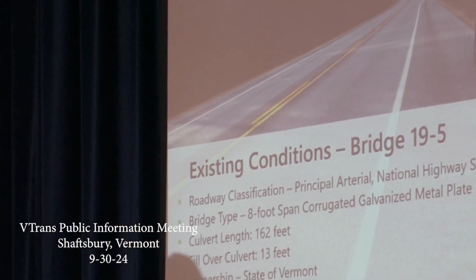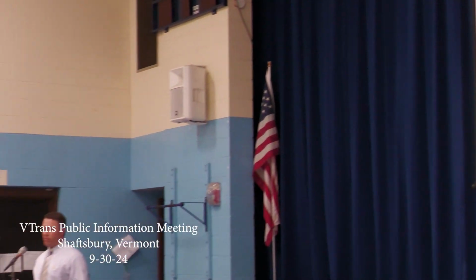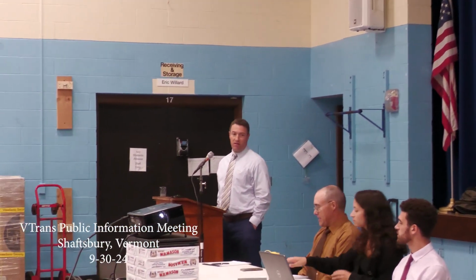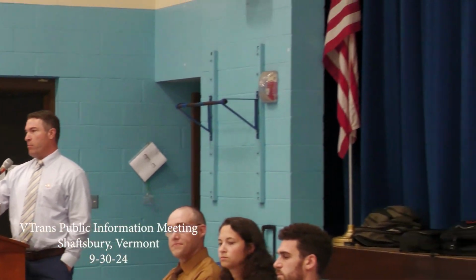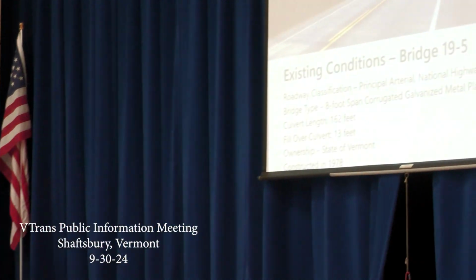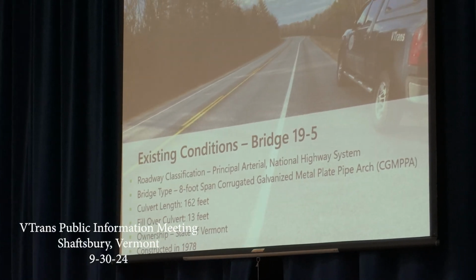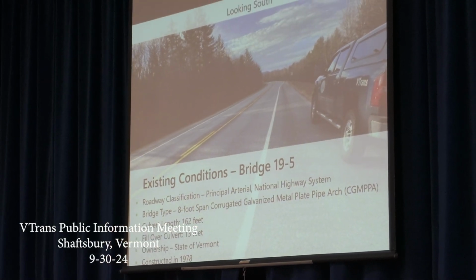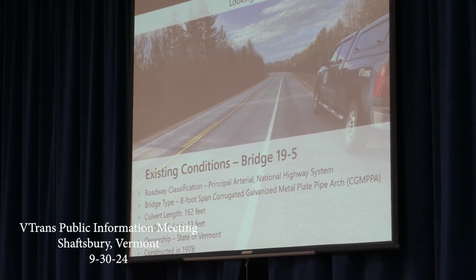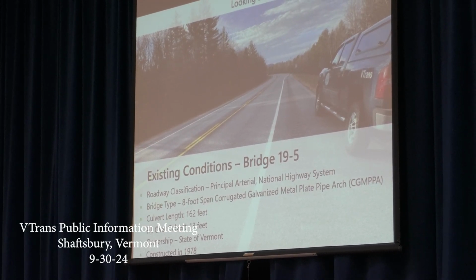Thank you, Elaine. Good evening. My name is Tim Higginson. As Gary mentioned, I work with WSP, assisting VTrans with these structure replacements. We'll talk a little bit about existing conditions. Bridge 19.5 is about a mile to the south of exit 3. Route 7 is a principal arterial on the National Highway system. This current bridge is an 8-foot galvanized metal plate pipe arch, about 162 feet long, and it's buried by about 13 feet of fill. It was constructed in 1978.